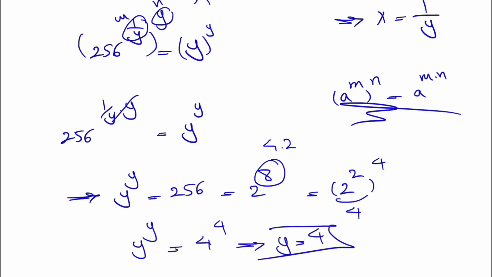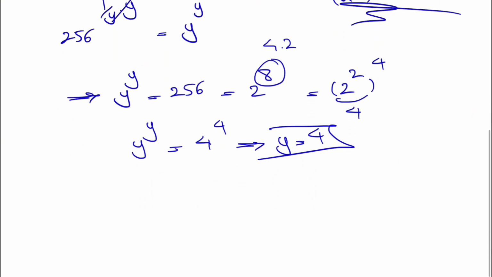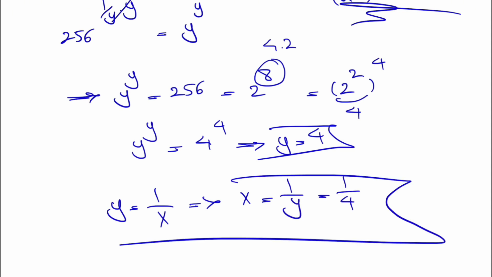But keep in mind that this is not over. What we called y was 1 over x, meaning our x is 1 over y, or 1 over 4. So yeah, that would be the final answer for this question.